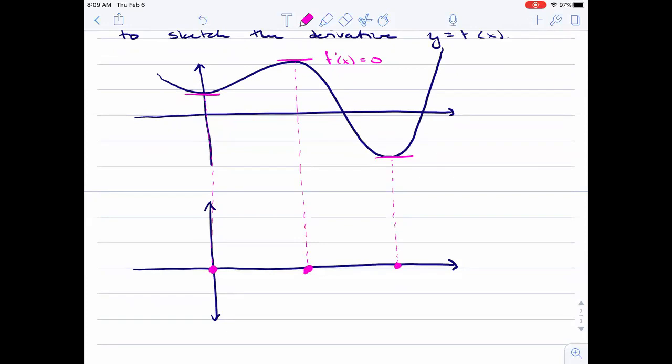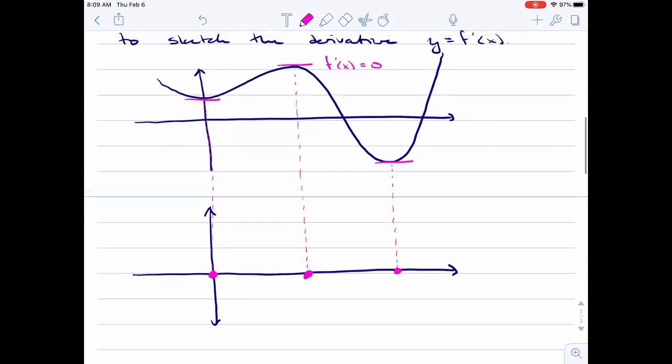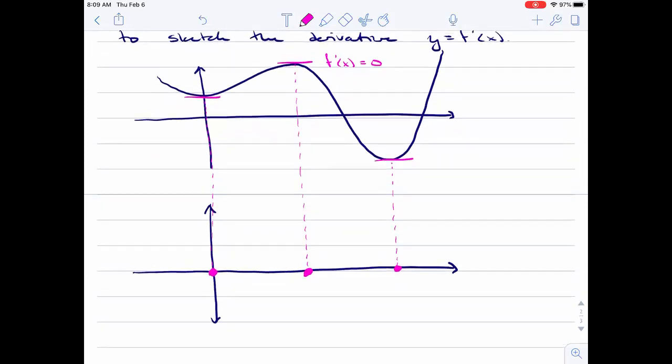What happens in between doesn't really matter. We just have to get from each of these 3 points.